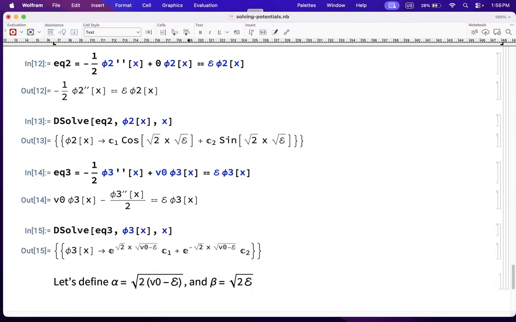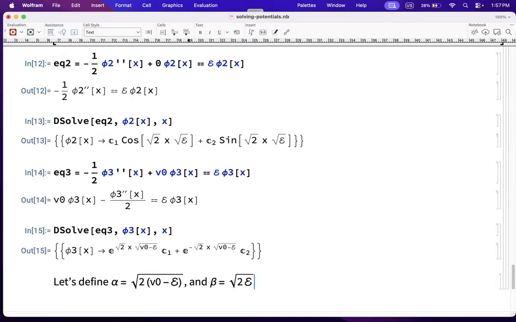But for boundary condition, the boundary condition says the wave function in this case has to become 0 when x goes to either minus infinity or plus infinity. So you see, when you go to the limit of this, the limit when x goes to minus infinity of this, C1 e to the alpha x plus C2 e to the minus alpha x, how much is this?